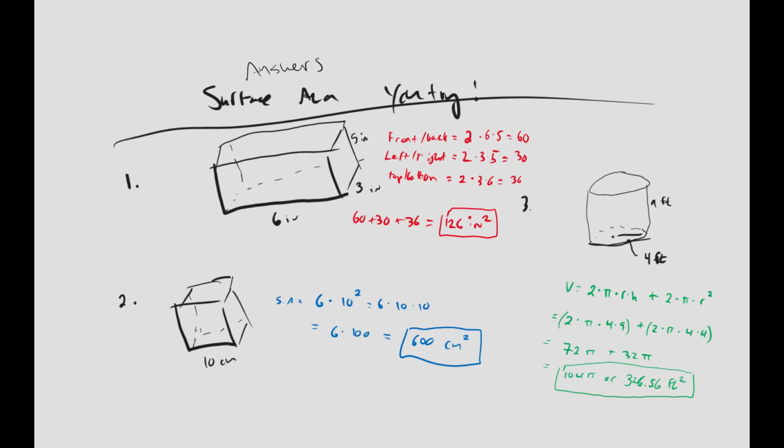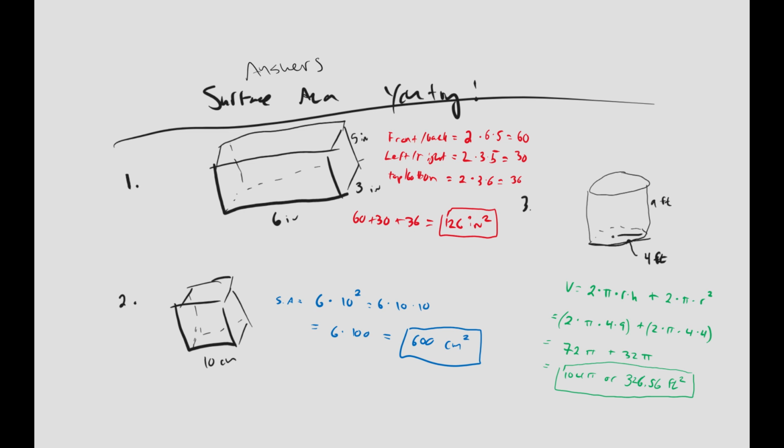Alright, for the answers here, we have the rectangular prism. The front and back would be 2 times 6 times 5, which makes 60. The left and right would be 2 times 3 times 5, which is 30. The top and bottom combined is 2 times 3 times 6, which is 36. Put it together, 30 plus 60 plus 36 makes 126 square inches.